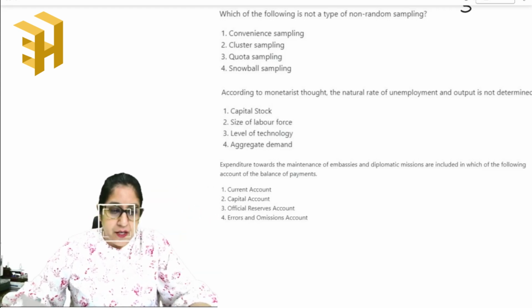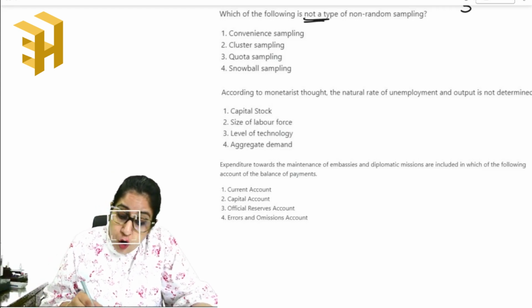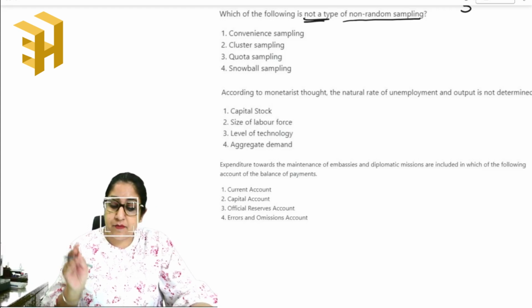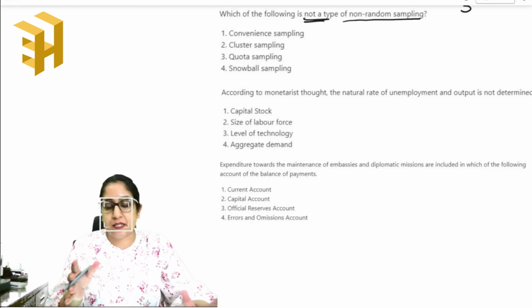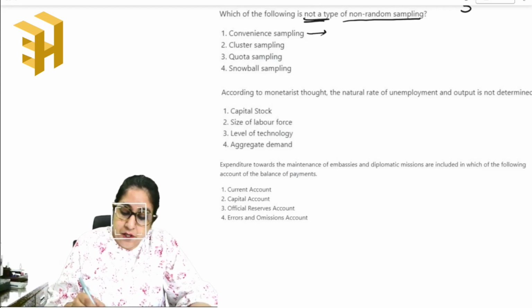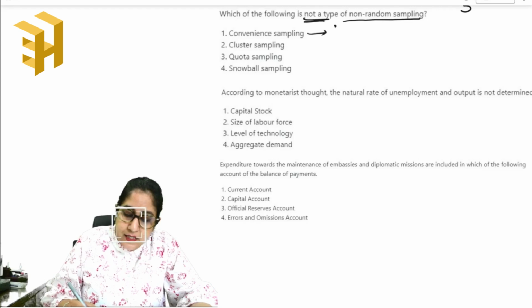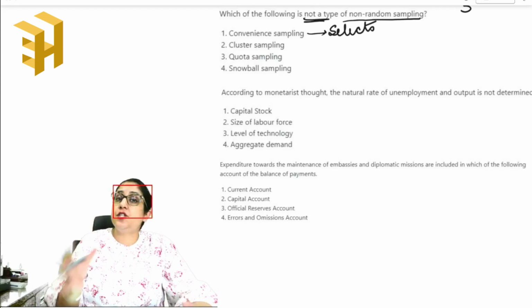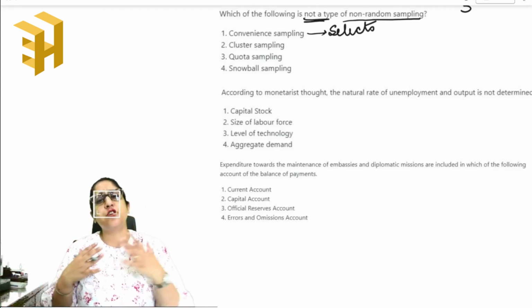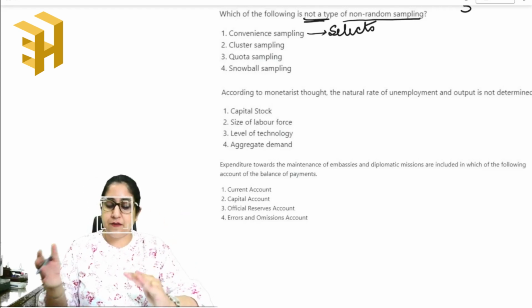Okay, now, which of the following is not a type of non-random sampling? So now firstly you can write it down that what are these types of samplings. First is your convenience sampling. Okay, convenience sampling is that it selects your participants based on the immediate availability that is there, based on the convenience, okay, of the interviewer, right? So that is your convenience sampling.